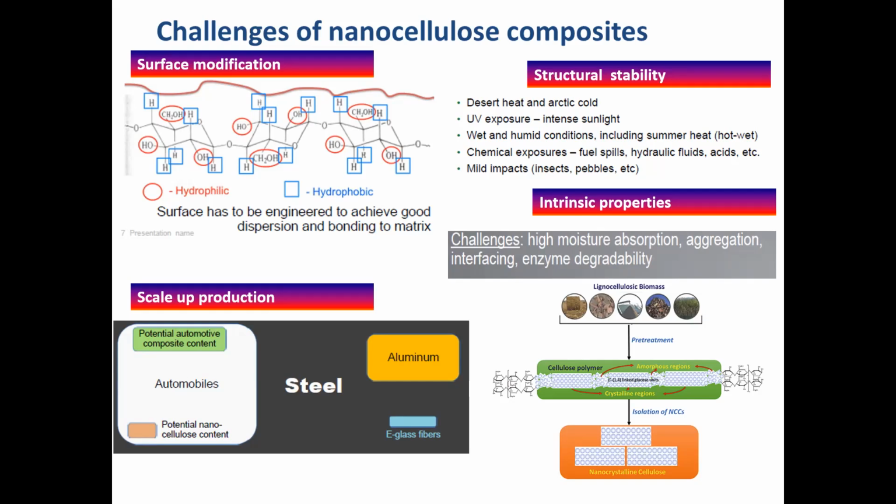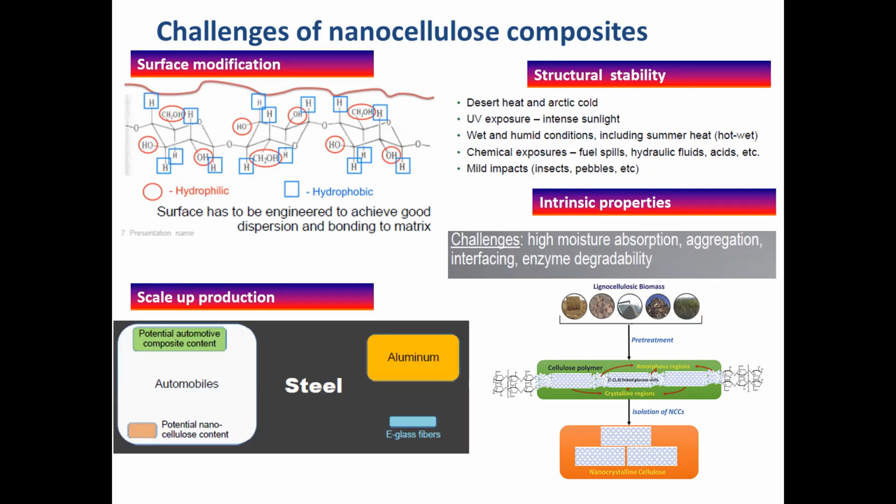biodegradable, due to some changes in the properties of the cellulose to produce nanocellulose, for example, in terms of the amorphicity and crystallinity, in terms of the particle size, molecular weight, and so on. So they have different structures as compared to the cellulose. So that's why sometimes nanocellulose is highly sensitive to UV exposure, especially intense sunlight, wet and humid conditions, and also chemical exposure as compared to the cellulose itself.